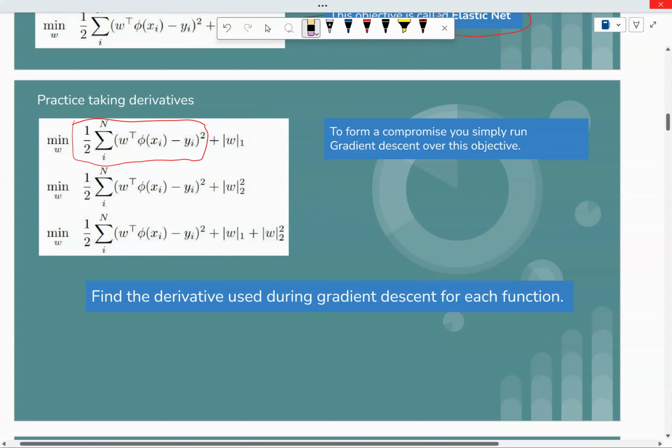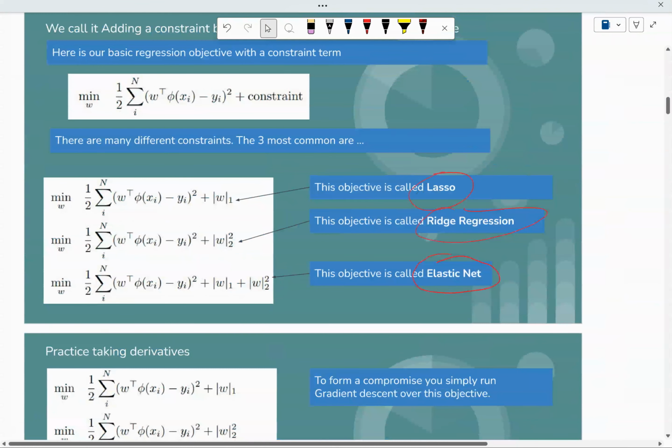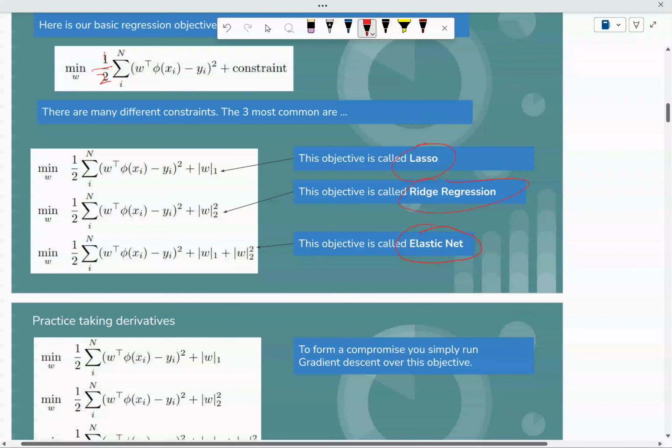Now, as a side note, sometimes you will see the regression objective with 1 over 2, and sometimes you will see 1 over n, right? It turns out that when you solve the minimization problem, using 1 over 2 or 1 over n doesn't really matter.